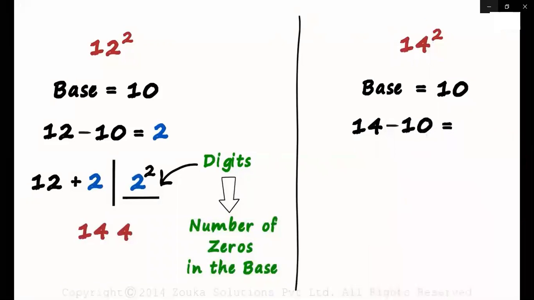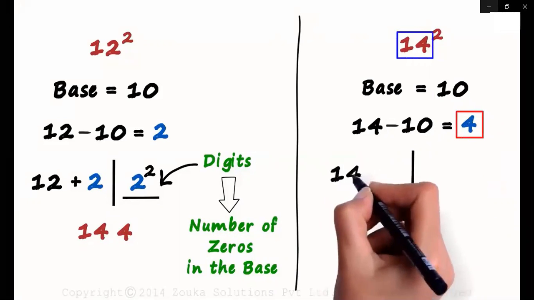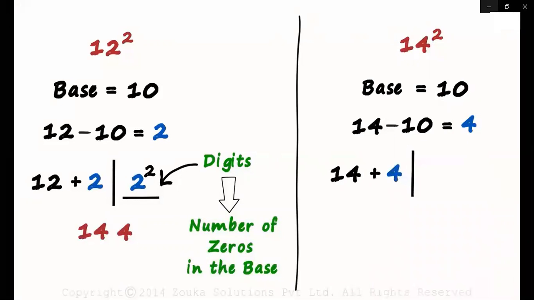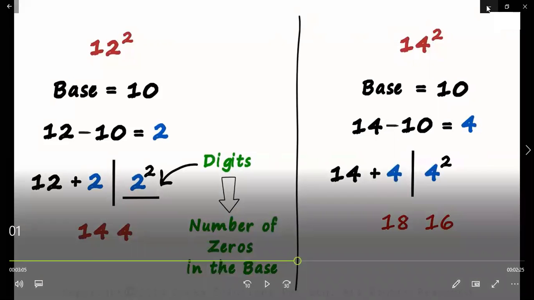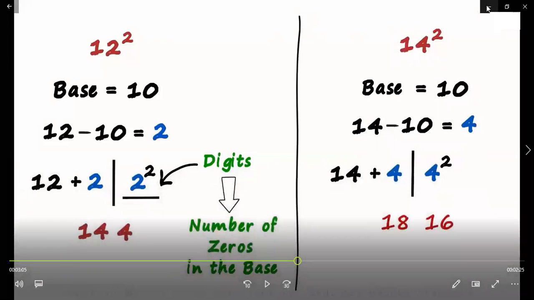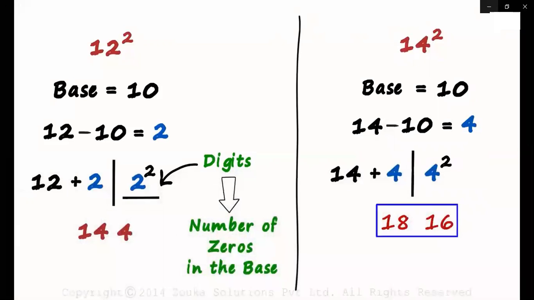Now second step, the difference of the number and the base, that is 14 minus 10, we get 4. Third step, partition. On the left, we'll write the sum of the number and the difference, that is 14 plus 4. On the right hand side, we'll just square 4, that is 4 square, that is 16. So 14 plus 4 is 18, and 4 square is 16. If you write it like this, then it will be a mistake that most of the students make.